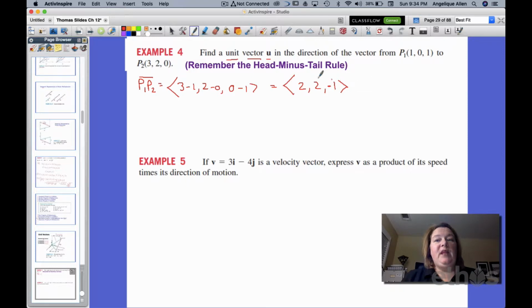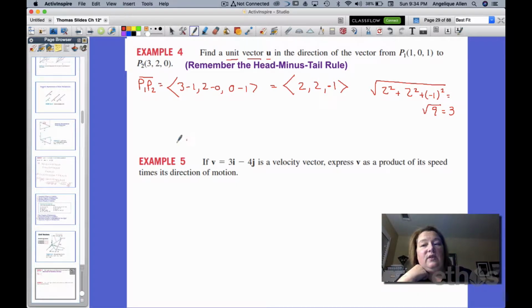Now, how long is this? If we use our formula, 2 squared plus 2 squared plus negative 1 squared, we end up with the square root of 9, which is 3. So this vector is 3 units long. How would we cut it back to just 1 unit long? Scalar multiplication is going to be your answer here. If it's 3 units long, I need it to be 1/3 as long as it is now. So I'm going to use scalar multiplication to cut it back to 1/3 of its length, and I end up with 2/3, 2/3, and negative 1/3 for components in my unit vector.